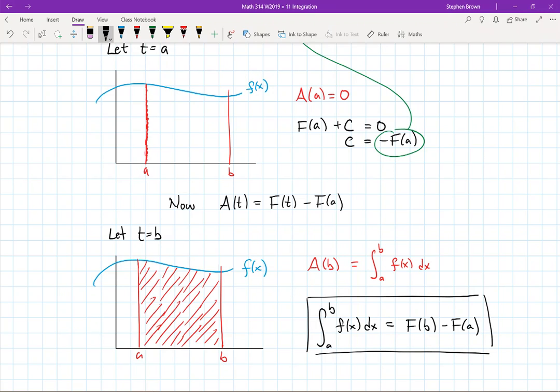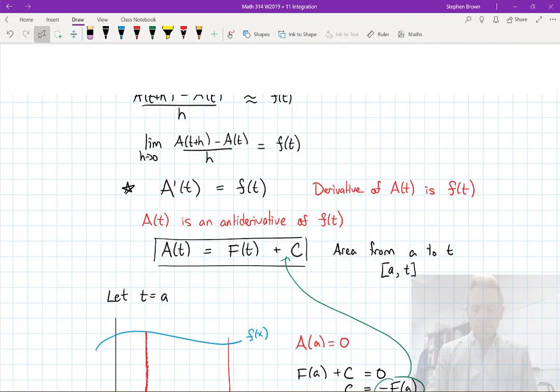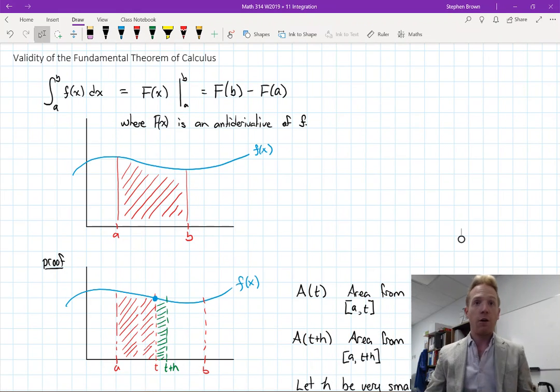But now you can kind of see how it works both ways. The rate of change of area is actually equal to the height of the function at any point in time. So then the total area has to be the integral, the antiderivative of the function. Right. Well, I hope that kind of helps clear up what the fundamental theorem of calculus is all about.